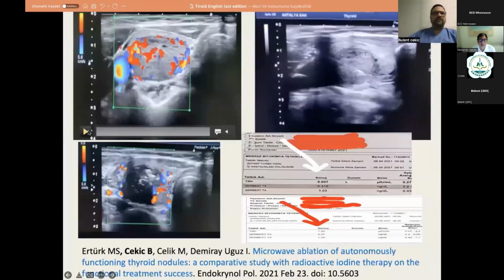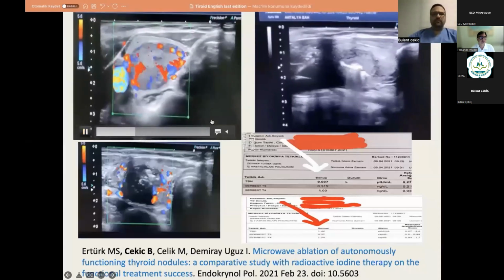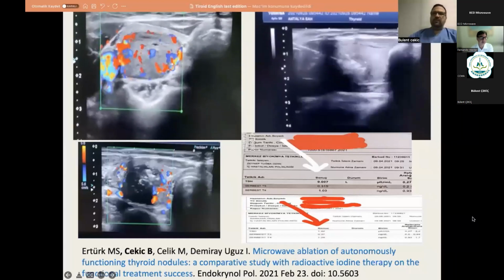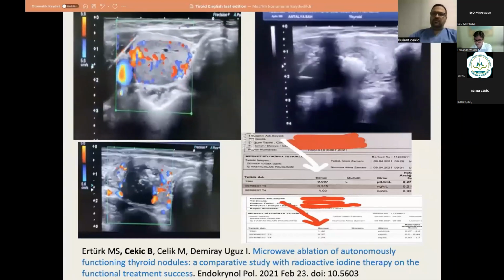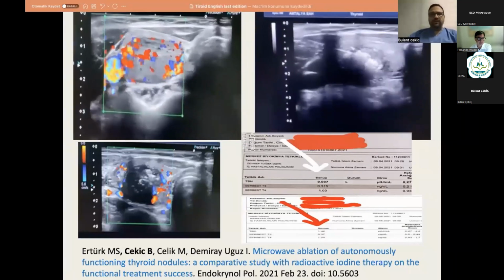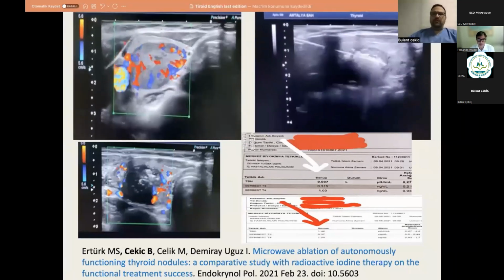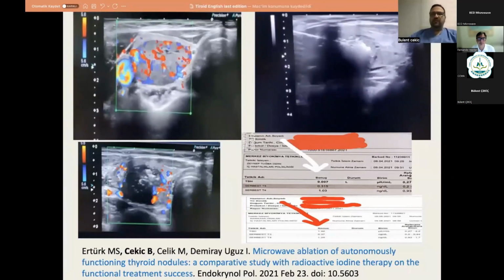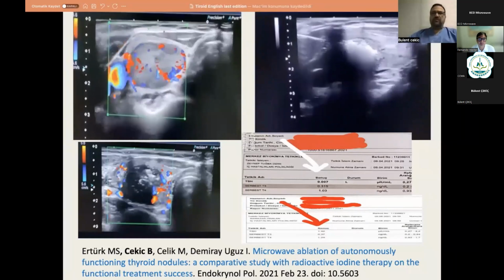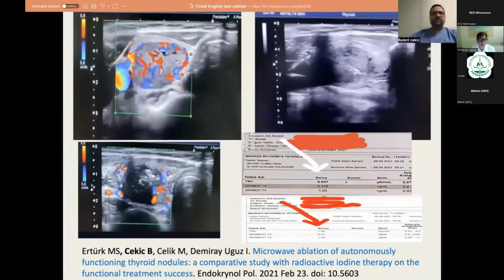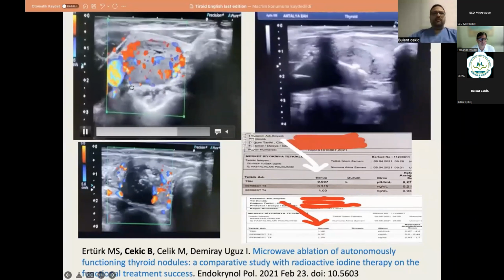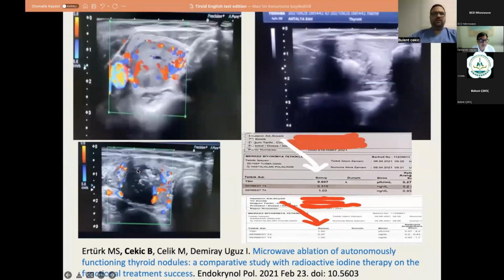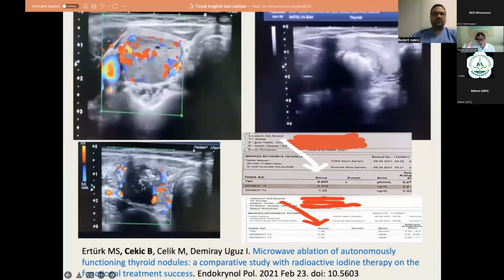Here is another example. This is a toxic adenoma. We have a research paper. In this research, we compare the effect of microwave ablation and radioactive iodine therapy in autonomous functioning thyroid nodules, and we find that they are both effective, with no difference. As we see, it was very hypervascular. After the ablation, we don't see any Doppler signals.